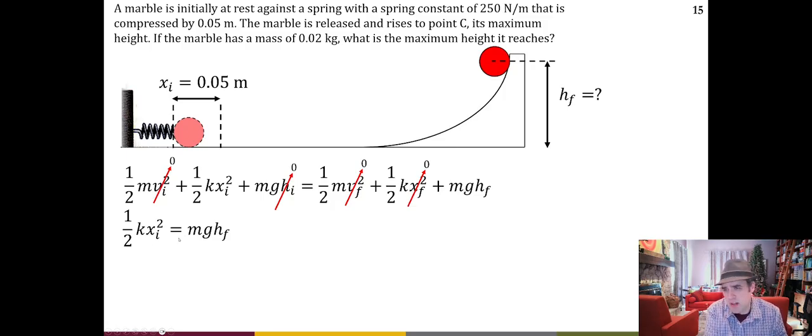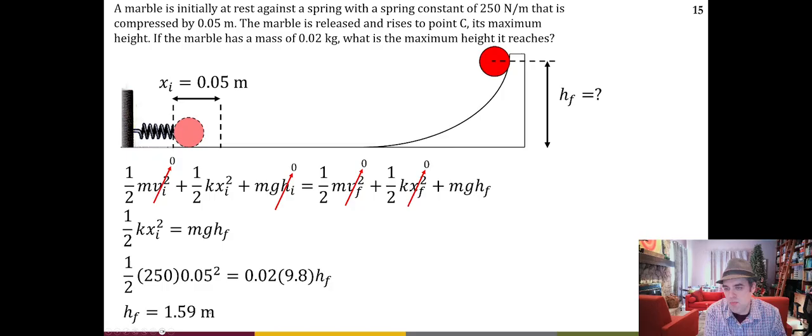And we can just plug our numbers in here. We're told k is 250. We're told x initial is 0.05. We're told the mass is 0.02 kilograms, and g is always 9.8. And then we want to solve for the final height. We have all of our numbers here. We can solve for final height. Gives us 1.59 meters.